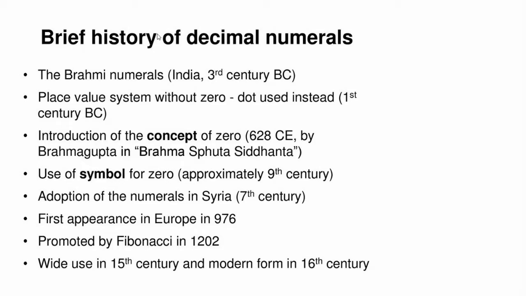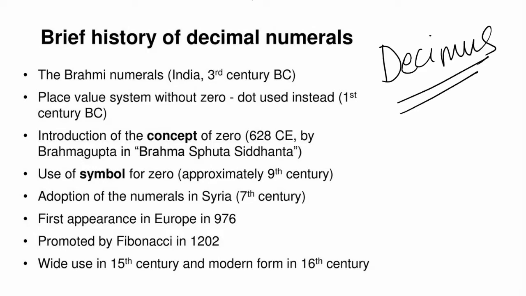Okay? In Europe, it first appeared in 976 AD, and it was Fibonacci who promoted the decimal numerals in 1202. They were widely used in the 15th century and took their modern form in the 16th century. So the word decimal came from the Latin word decimus. It did not come from India. So because of the influence of European countries, they adopted the Latin term decimus, which means tenth, or ikasampu in Tagalog.